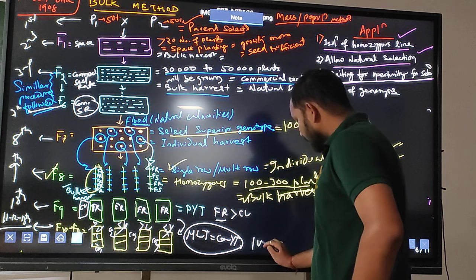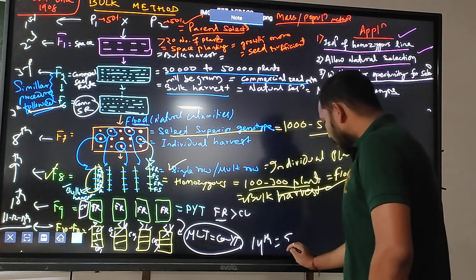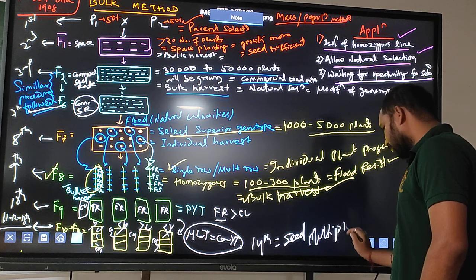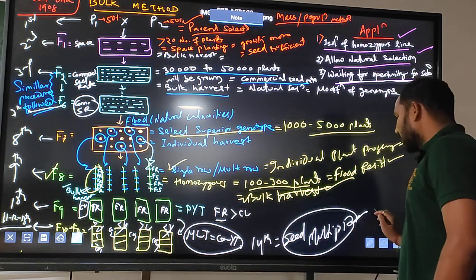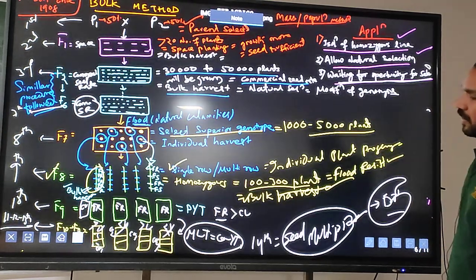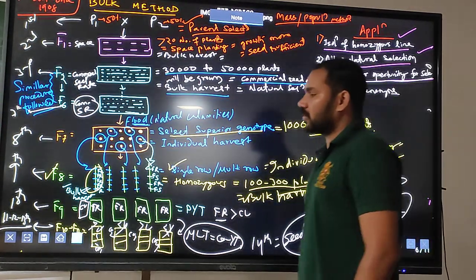In the 14th year, we will go for the seed multiplication process. Okay, then go for the distribution. So this is the basic thing regarding the bulk method of harvest.